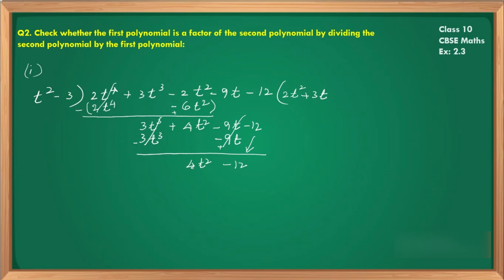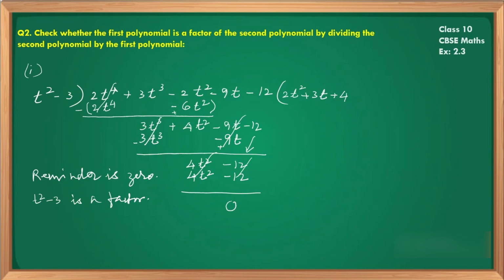Now you have to multiply 4 with t square plus 4 into whole thing. Let us start now. 4 into t square is 4t square plus 4 and minus 3 gives you minus 12. Now you can see both of them get cancelled. Therefore the remainder is 0. Because the remainder is 0, t square minus 3 is a factor. Let us write down. Remainder is 0. Therefore t square minus 3 is a factor.